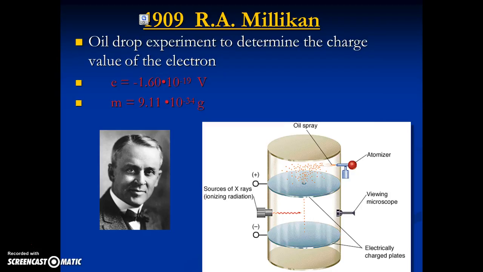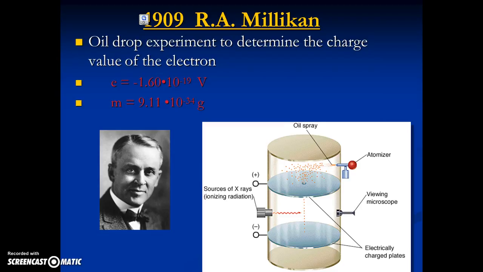And so he determined that the mass of the electron is extremely small, 9.1 times 10 to the minus 34th grams, and that the charge on the electron is also extremely small. As you can see, negative 1.6 times 10 to the negative 19th volts.